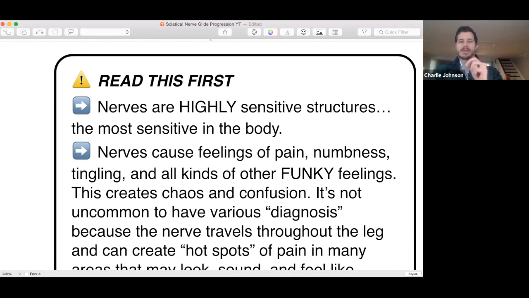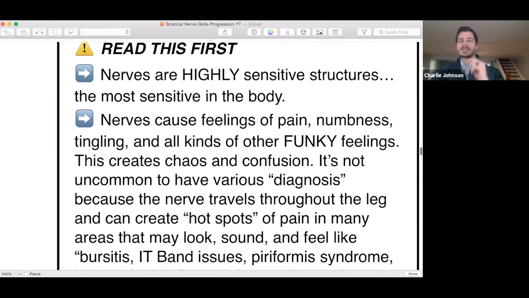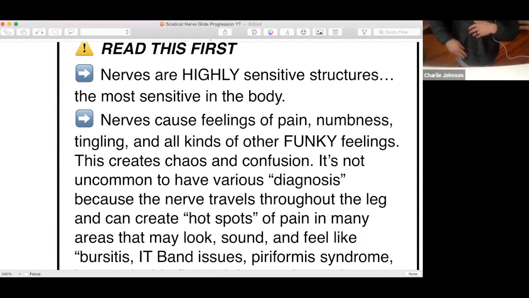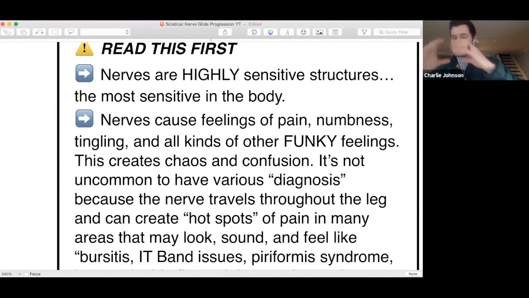It's not uncommon to have various diagnoses. Depending on who you go to see will determine what you get. Remember, if the only tool you have is a hammer, everything's a nail. Because the nerve travels throughout the leg and creates hot spots of pain in many areas that may look, sound, and feel like bursitis, IT band issues, right? So if you go to the hip doctor and you have pain on the outside of the hip, but also some other pain elsewhere, they're going to say, oh yeah, they put on their little microscope, you have bursitis. They give you an injection. Oh, it felt good for a moment, but it didn't work because you never had bursitis.